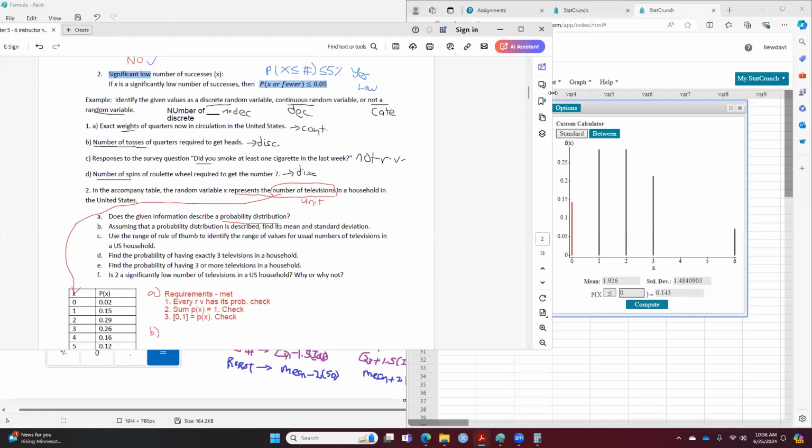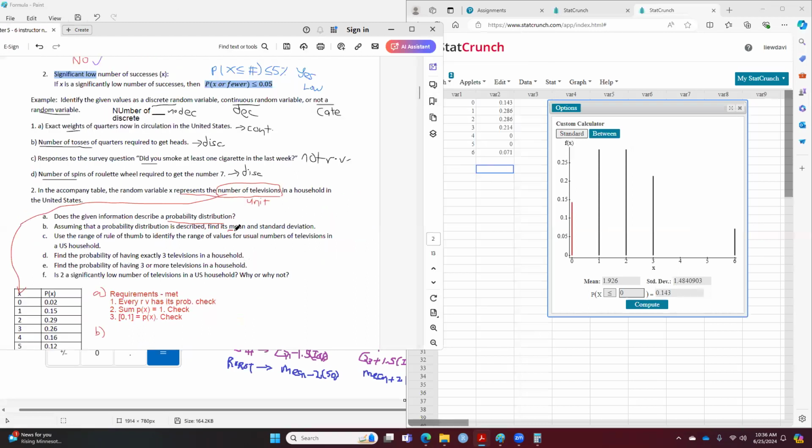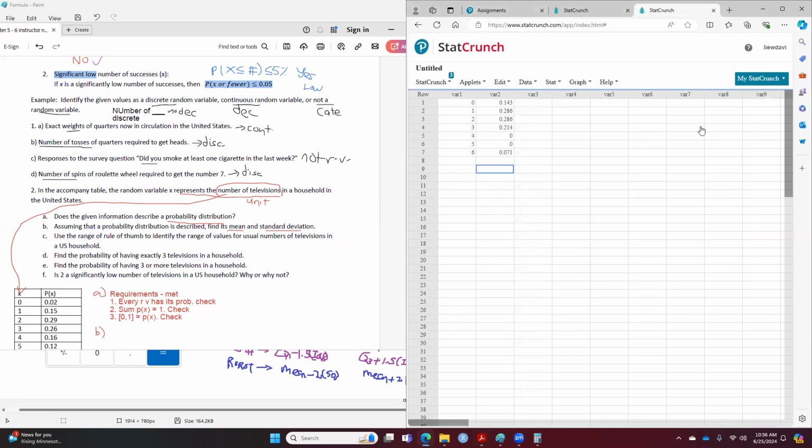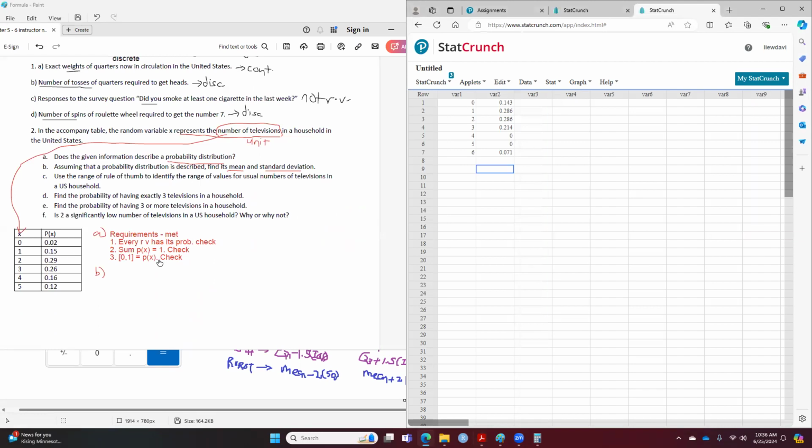All right. So next you have to find the mean and the standard deviation. In order for you to find the mean and standard deviation, you have to enter this probability distribution into your StatCrunch. So I'm going to use var3 and var4. 0, 1, 2, 3, 4, 5. And 0.02, 0.15, 0.29, 0.26, 0.16. So you're going to enter all this.